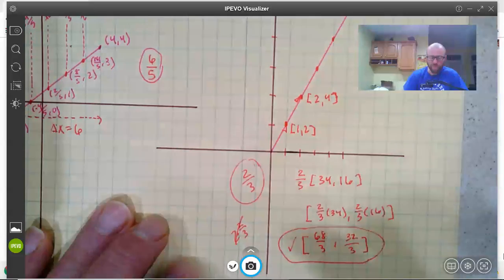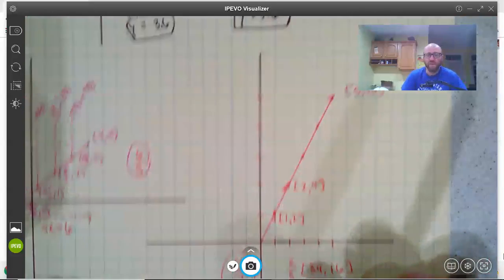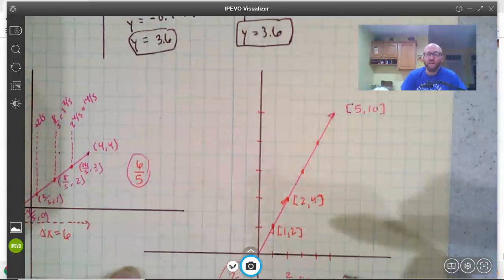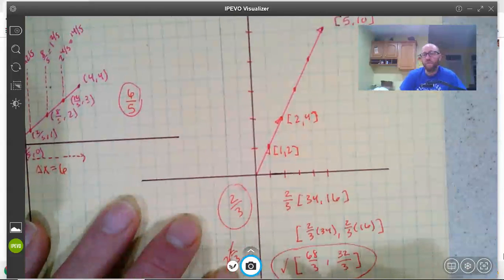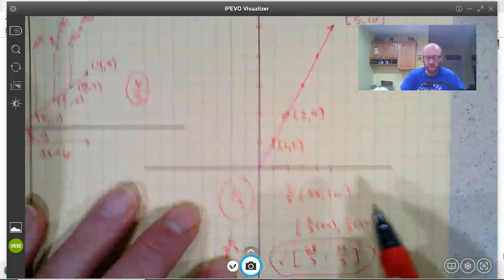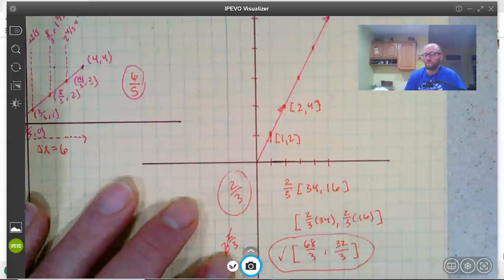And so again, if you're trying to find a vector that's some fraction of a length of a larger vector, all I do is take the two components of that vector and multiply it by the fraction. And then I will get my new vector.